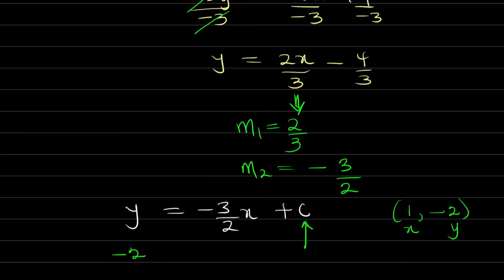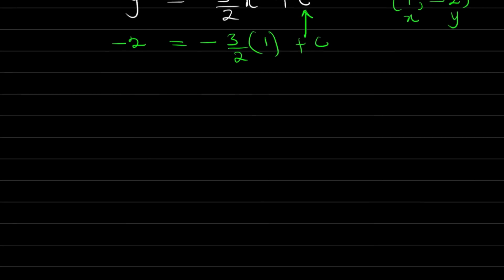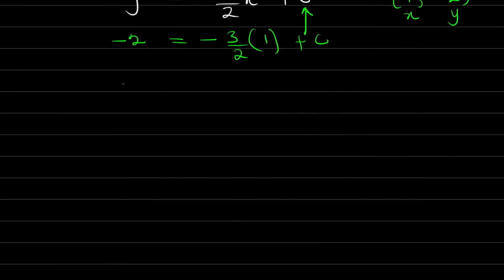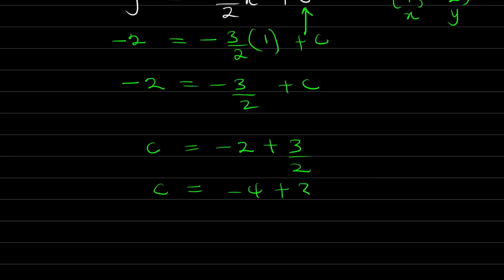So we have minus 2 is equal to minus 3 over 2x, but x is 1, then plus c. Let's make c the subject of the formula. This means we have minus 2 is equal to minus 3 over 2 plus c. C is equal to negative 2 plus 3 over 2. So c is negative 4 plus 3 over 2, which means c is equal to negative 1 over 2.